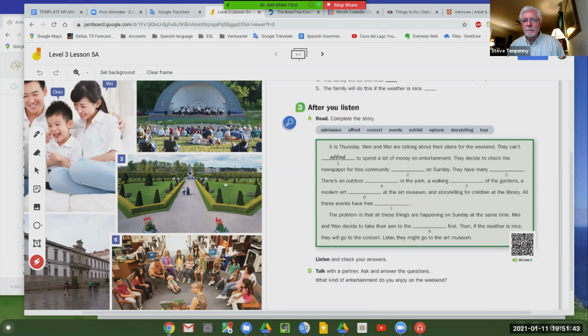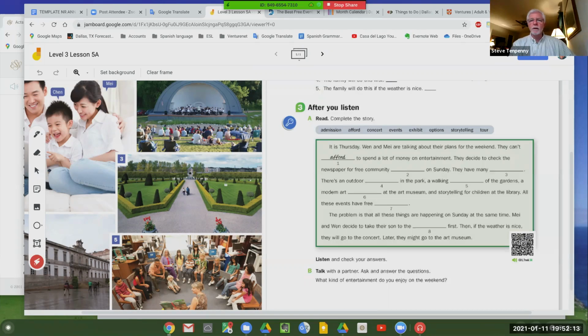Let's see. 1, 2, 3. So Jose, let's see. Go ahead and start reading, and I'll have you stop at some point. And if you don't know the words, actually, let me talk about these words first. All right. I think that will be helpful.